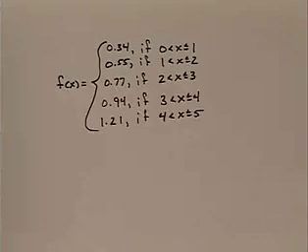Now, the U.S. postal rates are a good example of a piecewise function. It costs 34 cents to mail a letter that weighs more than 0 ounces, but not more than 1 ounce, and it costs 55 cents to mail a letter that weighs more than 1 ounce, but not more than 2 ounces, and so on. And so we can define this function as follows.